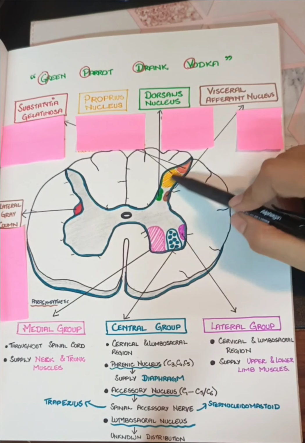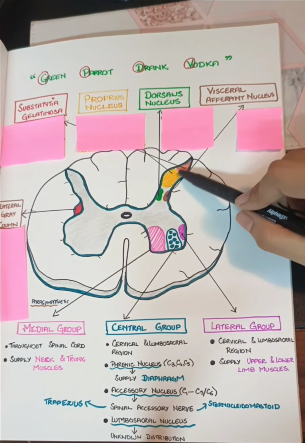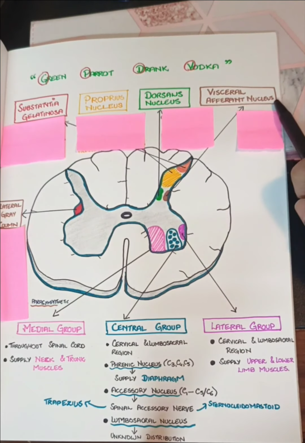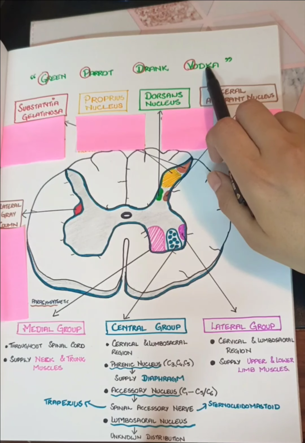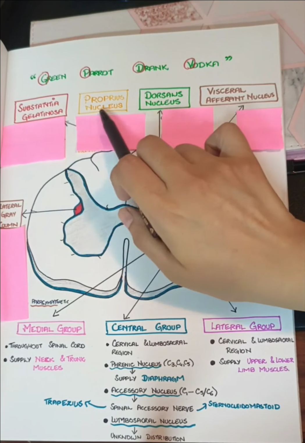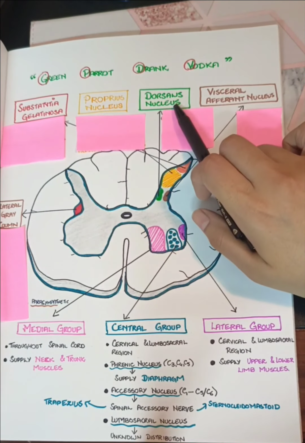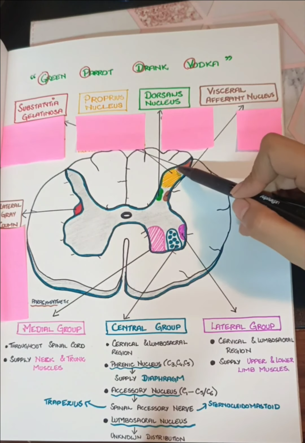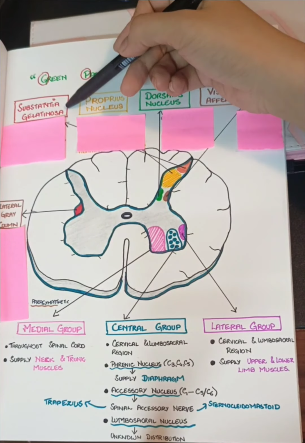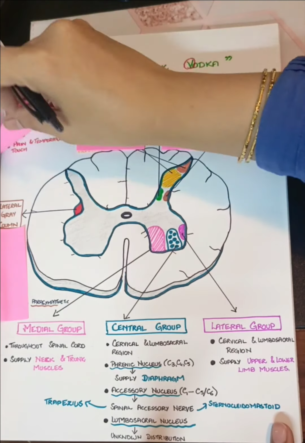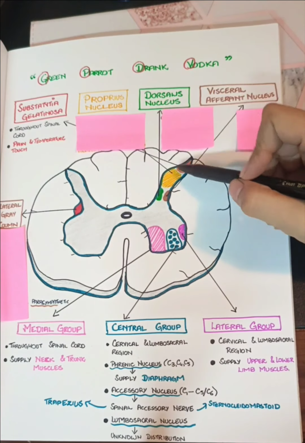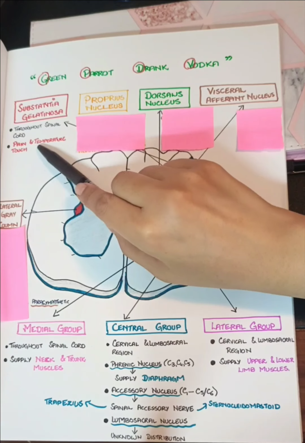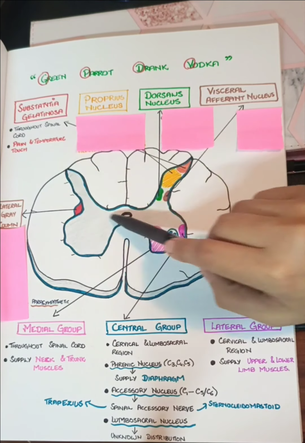Now we are going to reveal the facts of the posterior gray column. This posterior gray column contains four important groups of neurons. The easiest mnemonic to remember these four groups is green, parrot, drank, vodka, where G is for gelatinosa, P is proprius nucleus, D is dorsalis nucleus, and V is the visceral afferent nucleus. At the apex of the posterior gray column, substantia gelatinosa is present. Now this group of neurons is present throughout the length of the spinal cord, and it receives afferents concerned with pain, temperature, and touch.